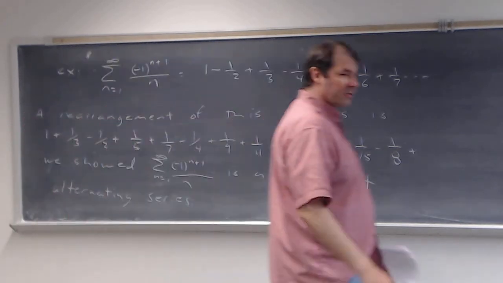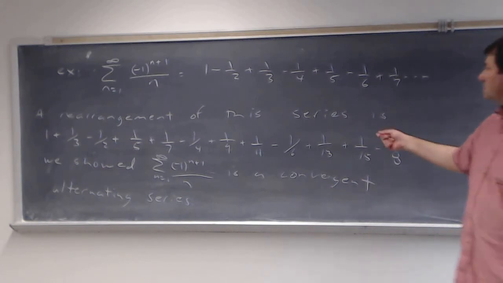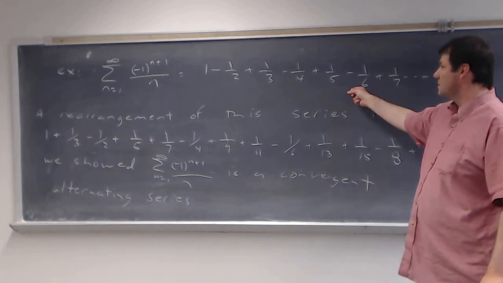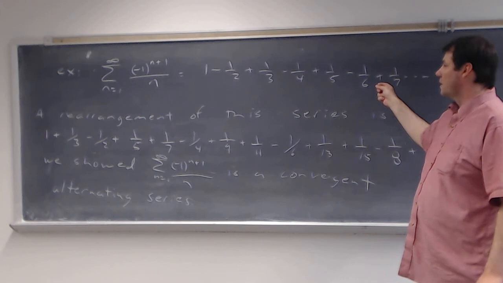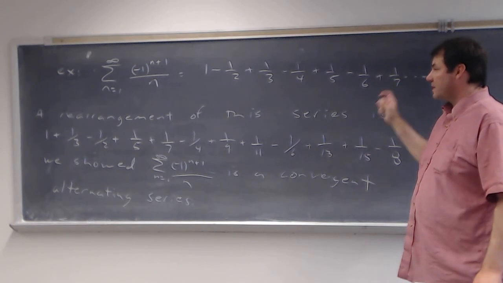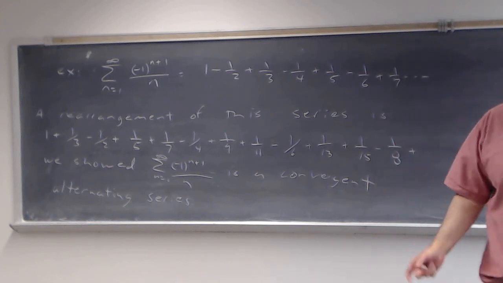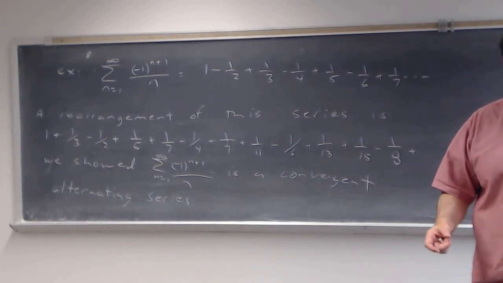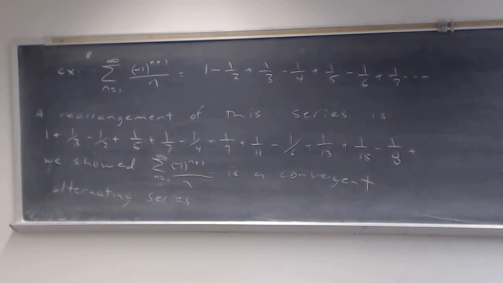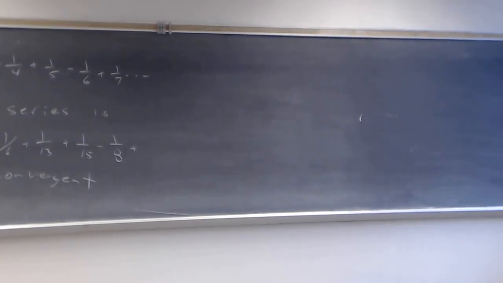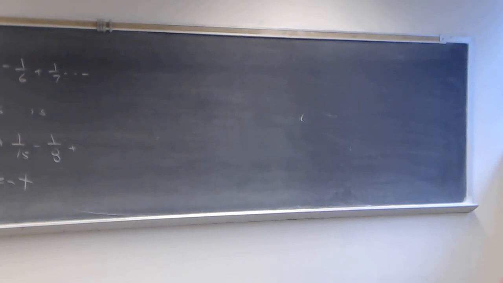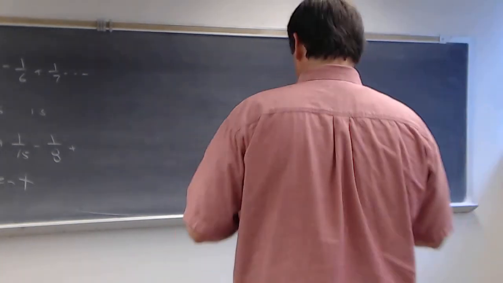The question here is, when we have this original series, it converges to something. Will the rearrangement converge to the same thing? When we have finite sums, it doesn't matter the order in which we add things. But when we have infinite sums, it turns out it does matter. And this example illustrates this. So let's look at this rearrangement and the original series and say some things about this.